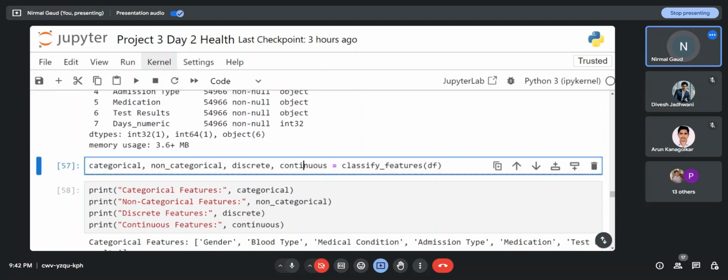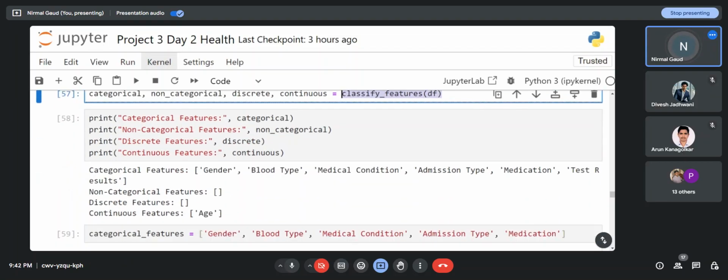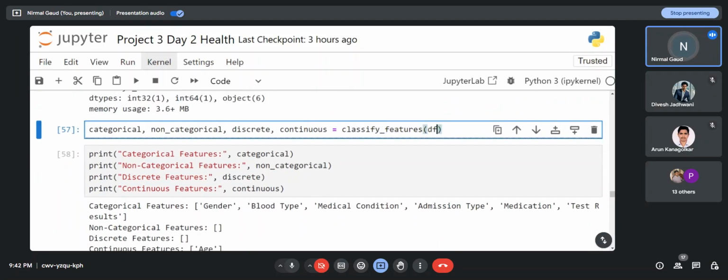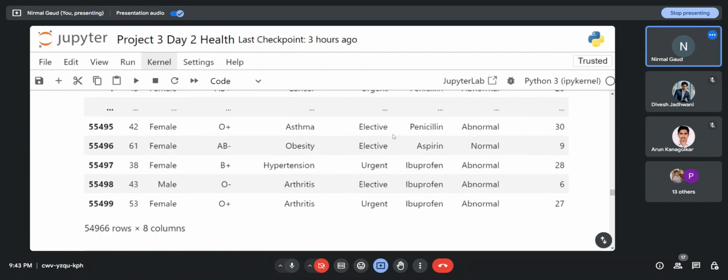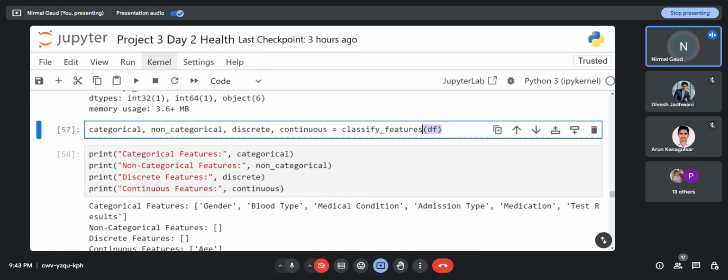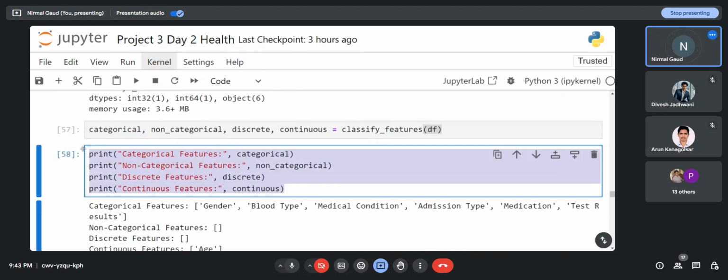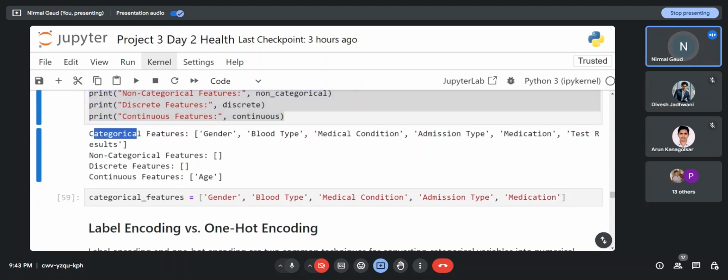Then I already have the function which I created initially to classify the features as categorical, non-categorical, discrete, and continuous. I put my new df, which I am left with, into that function to identify these terms, and I got that these are categorical, and age is continuous.